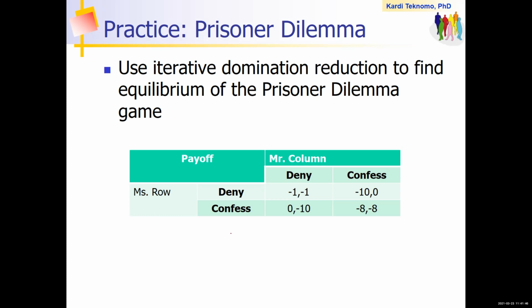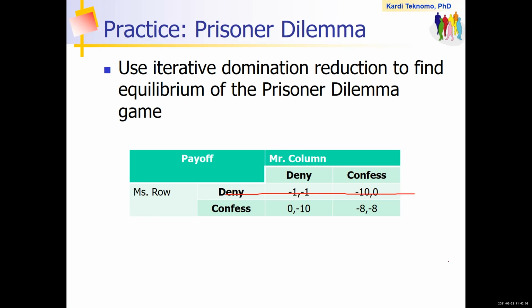So now you become Mr. Row. You compare between deny and confess in the first numbers. Is it dominant or not? Confess is dominant. Is it? 0 is larger than -1, -8 is larger than -10. Yes, so in that case, deny is deleted. Right? Yes.